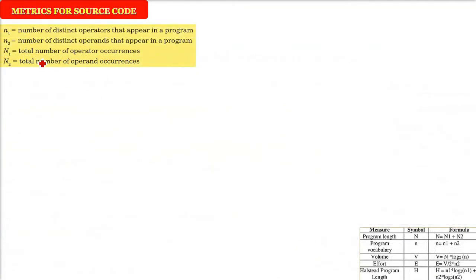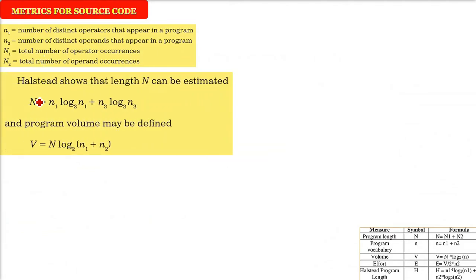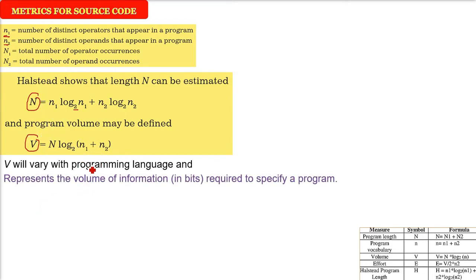I told you this has come from simple code or the algorithm. So he said the length of the code will be n1 log n1 plus n2 log n2. These are all small n, and the log base is 2. Program volume will be capital N, which we have found out, times log of n1 plus n2, log base 2. And V, capital V, which is the volume, will vary with the programming language, and this will represent the volume of information in bits.